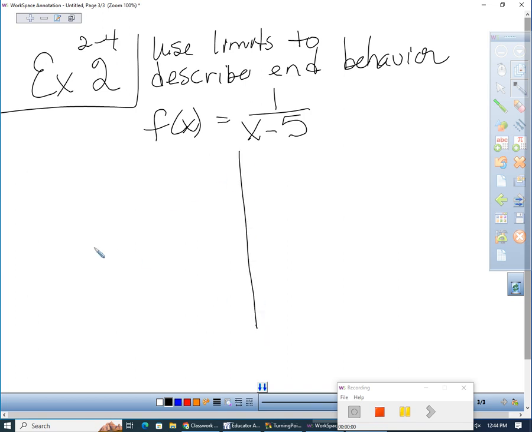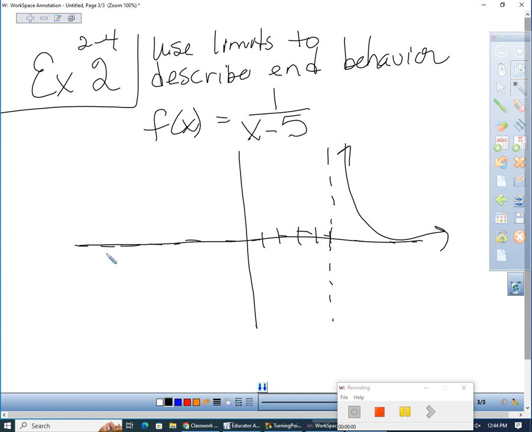All right, so on this one, first of all, we have a vertical asymptote where? At 5, very good. 1, 2, 3, 4, 5. Vertical asymptote at 5. Where do we have a horizontal asymptote? 0, right on the x-axis. Okay, and your sketch is going to go from here and over here.